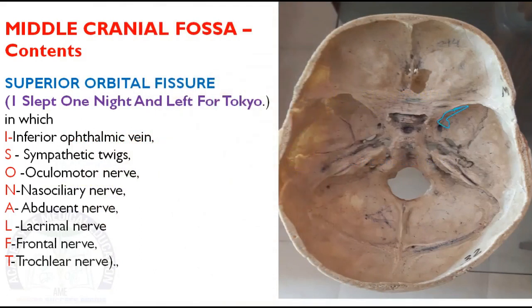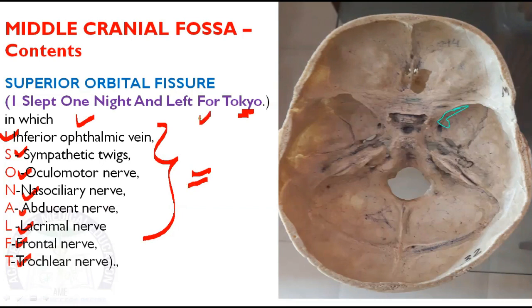This is the mnemonic for the structures which pass through the superior orbital fissure: I slept one night and left for Tokyo, in which I stands for inferior ophthalmic vein, S stands for sympathetic twigs, O stands for oculomotor nerve, N stands for nasociliary nerve, A stands for abducens nerve, L stands for lacrimal nerve, F stands for frontal nerve, T stands for trochlear nerve. So these structures ultimately pass through the superior orbital fissure. By this mnemonic, you can remember the structures that pass through it.